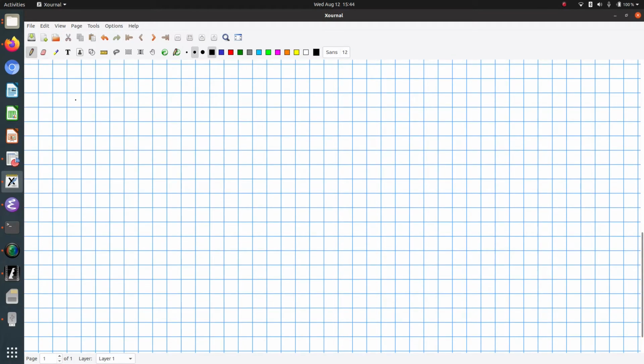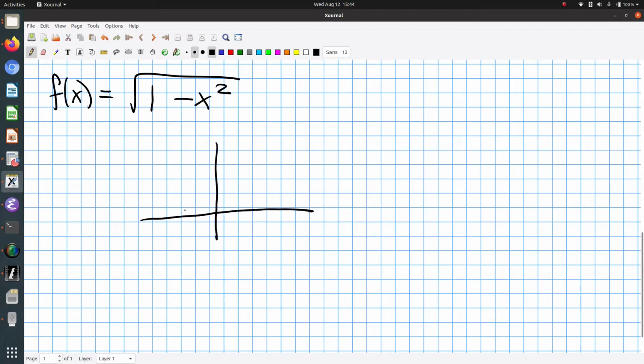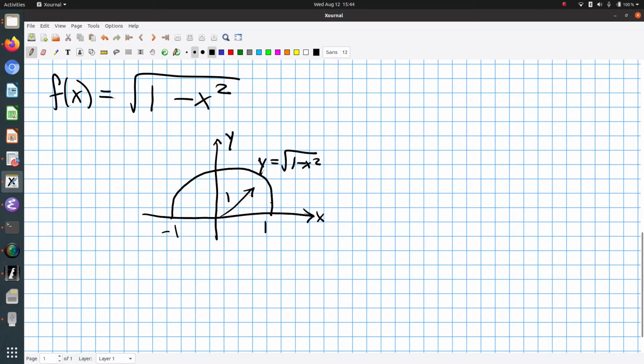If your function's not a line, well, maybe it's a circle. Oops. Let's say your function is a semicircle. So like the square root of 1 minus x squared is an equation of a semicircle. It's a semicircle of radius 1. Well, what's the area of that? Well, I think everyone knows the area of a circle is pi r squared. So this is pi times 1 squared, but there's only half of it.